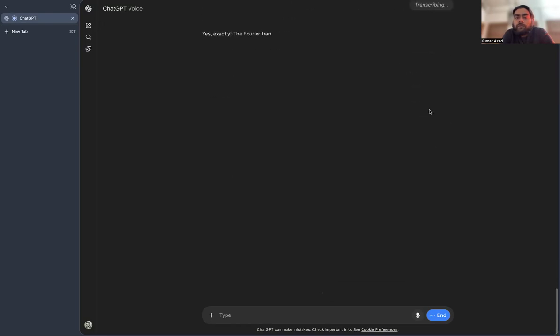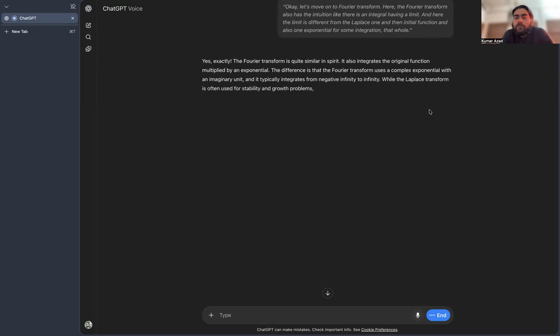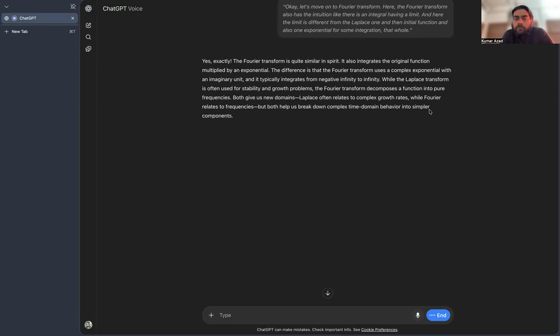Yes, exactly. The Fourier transform is quite similar in spirit. It also integrates the original function multiplied by an exponential. The difference is that the Fourier transform uses a complex exponential with an imaginary unit, and it typically integrates from negative infinity to infinity. While the Laplace transform is often used for stability and growth problems, the Fourier transform decomposes a function into pure frequencies. Both give us new domains. Laplace often relates to complex growth rates, while Fourier relates to frequencies, but both help us break down complex time domain behavior into simpler components.